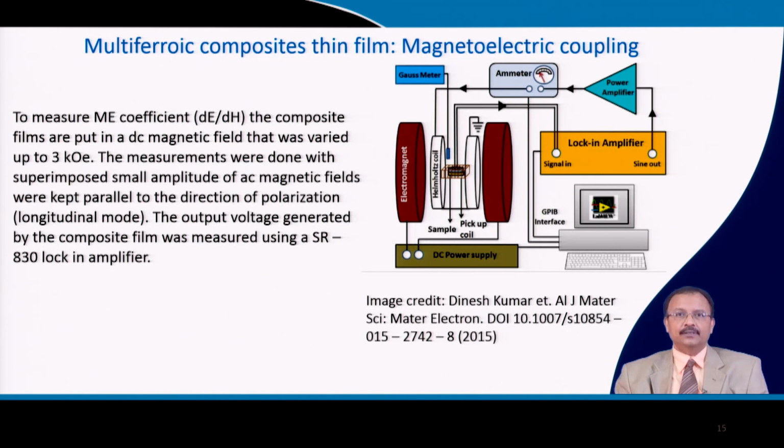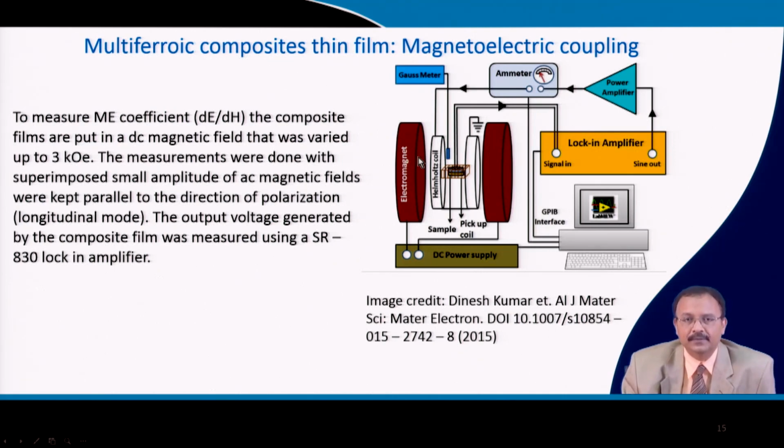So, no commercial device, if I understand correctly, is yet available, except one company. They have now commercialized this multiferroic magnetoelectric coupling measurement, but usually something similar to what is used in this particular paper can be used. So, they have also used something similar. The magnetoelectric coupling coefficient is basically dE/dH.